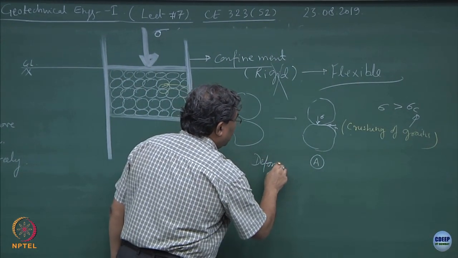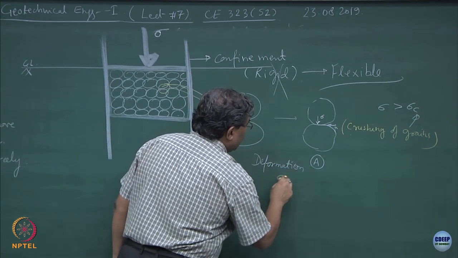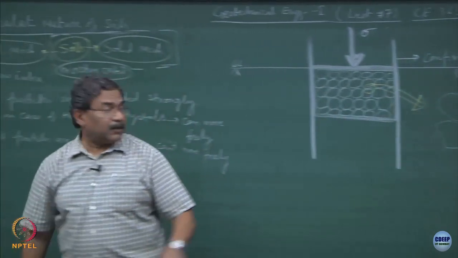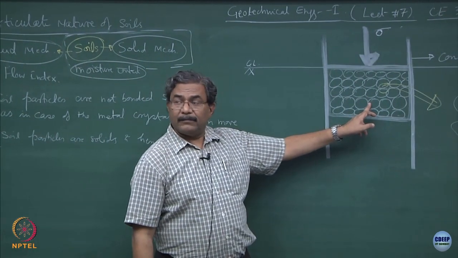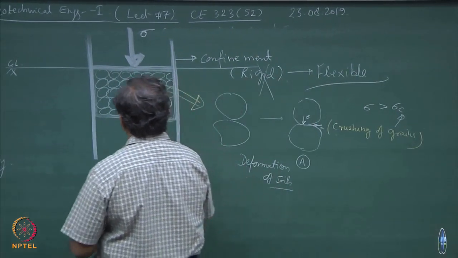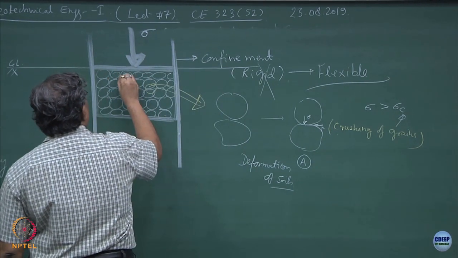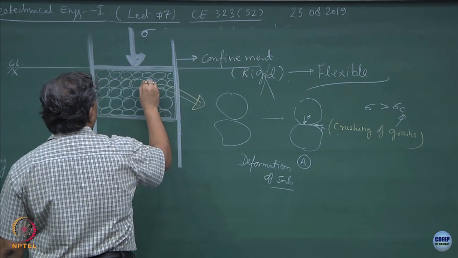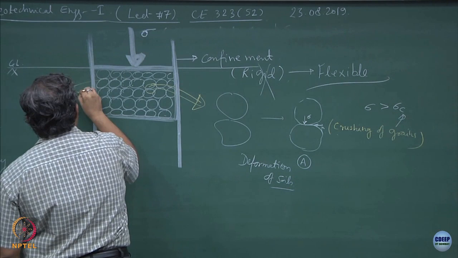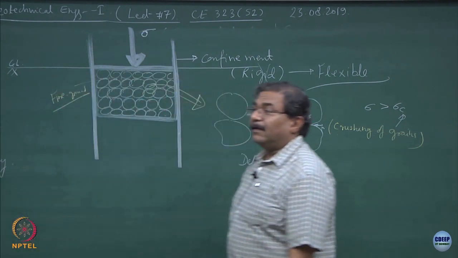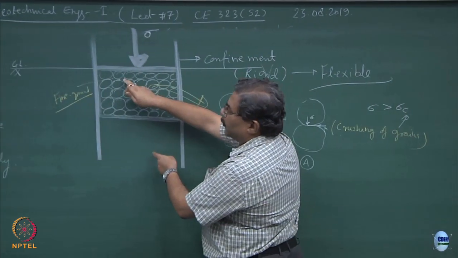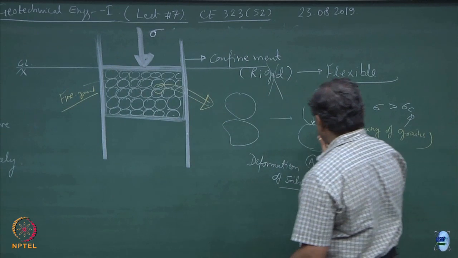Deformation of the soils. Now, when we talk about deformation, it is understood that we are talking about the granular system. There is another possibility that I might be having some fine grained particles also in this. So, these are the fine grained materials, clays, silts, fine sands. Now, what is going to happen? They provide a sort of a cushion. So, this type of situation will not occur.